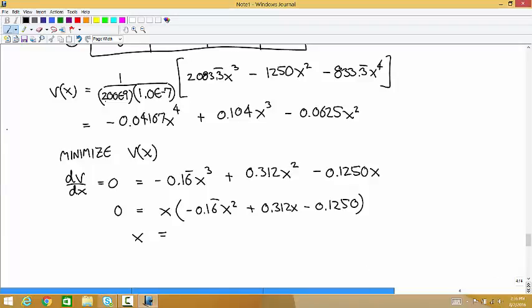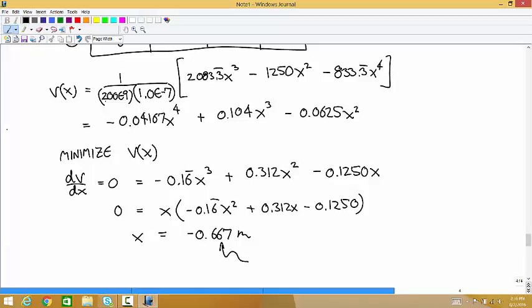The minimum, I believe, is negative 0.667 meters. Can't go backwards, can we? Oh, for deflection? That just means it's below the original height, so that's what we'd expect. And then you'll get two other roots here.